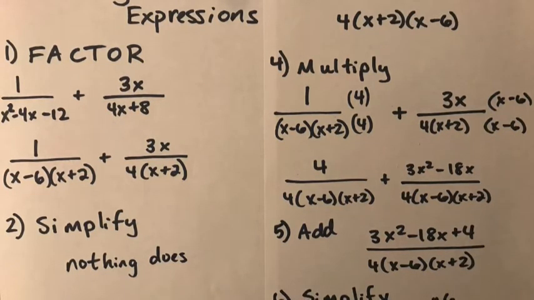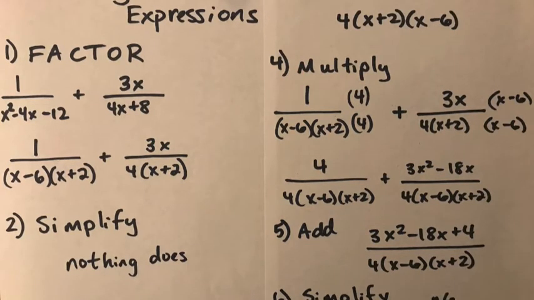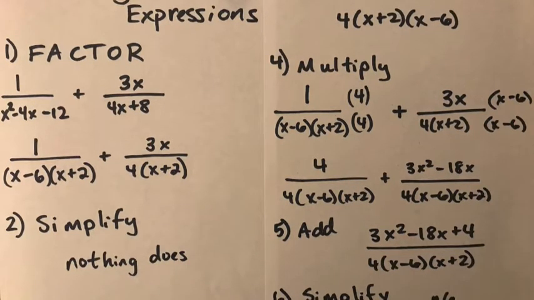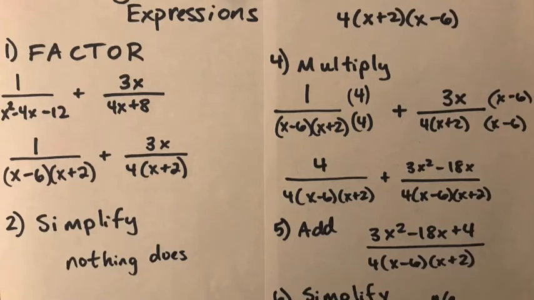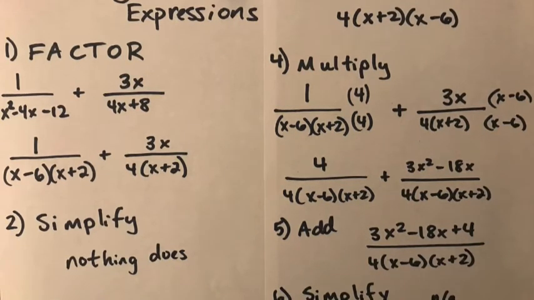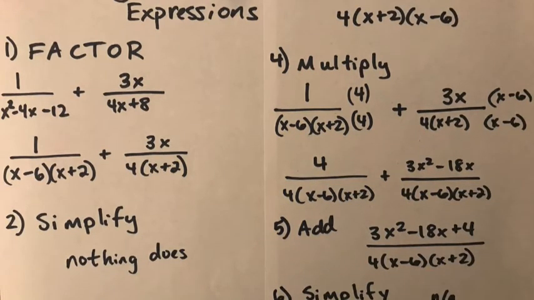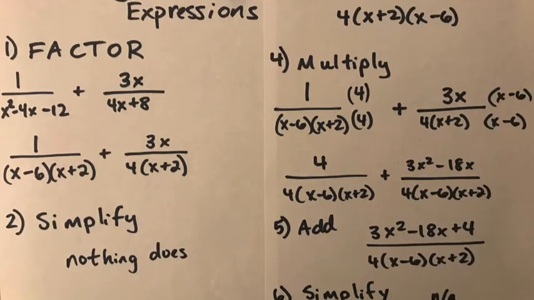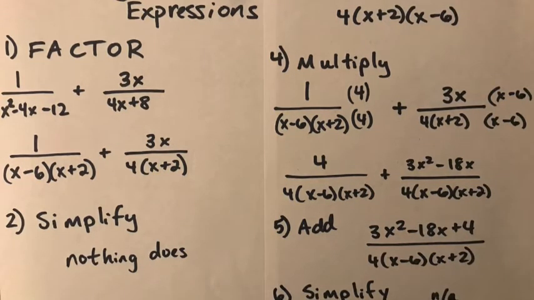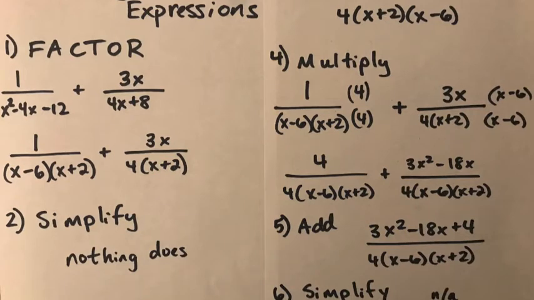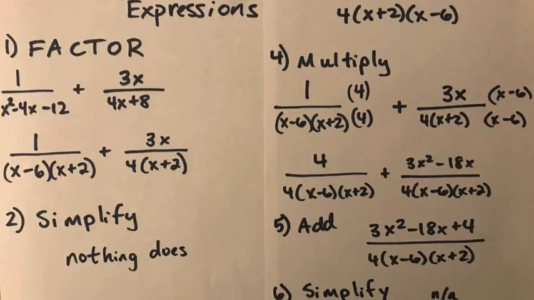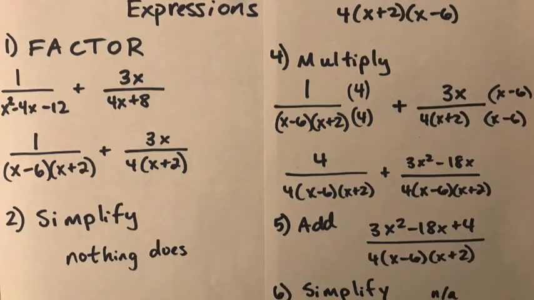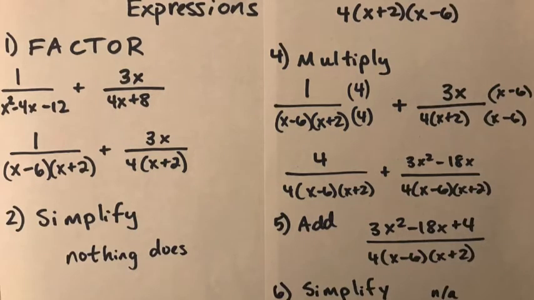So what we have to do then is multiply each fraction to make them share the common denominator. So I multiply the first fraction by 4, the second fraction by x minus 6, giving me this. The fifth step is then to add our fractions. So 4 plus 3x squared minus 18x is 3x squared minus 18x plus 4, all over my common denominator of 4 times x minus 6 times x plus 2.